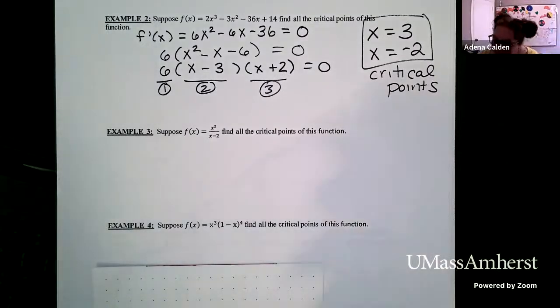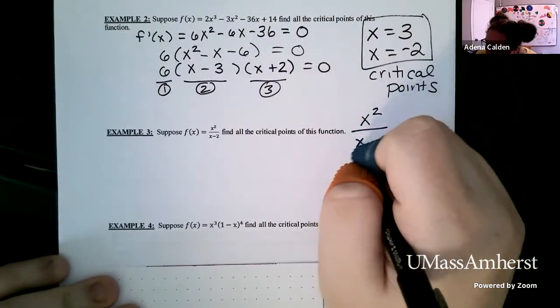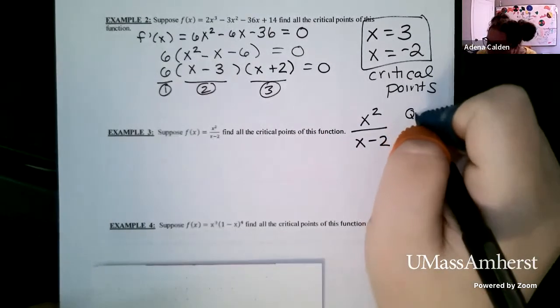So for example 3, I'm going to write this a little bit bigger: x squared over x minus 2. So here we're going to have to use the quotient rule.